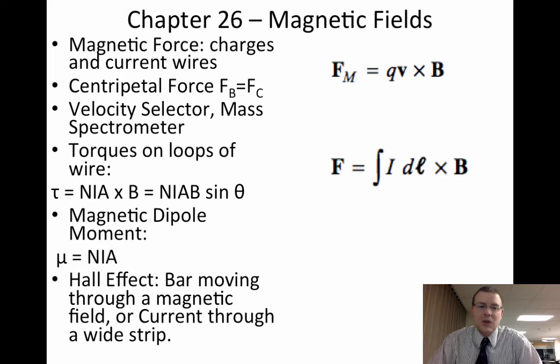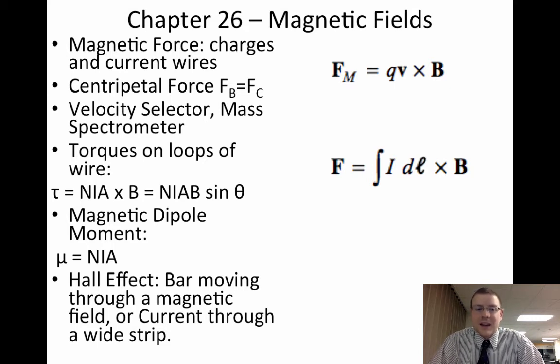Then we put current through loops of wire, and we saw that if we have a loop of wire in a magnetic field, we get torques. And the torques depended on the number of turns we made in that loop, the current, and the area. We cross that with the magnetic field, and you get NIA cross B. Of course, a cross product is dealing with the sign.